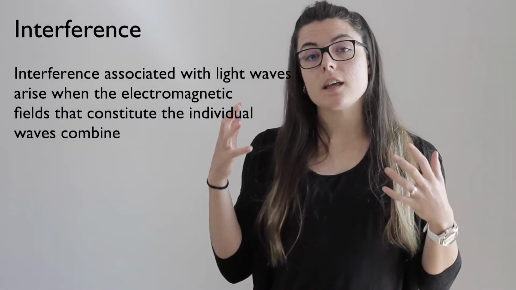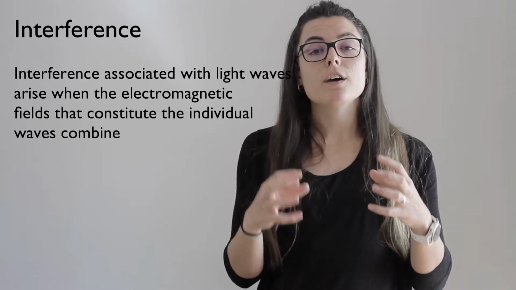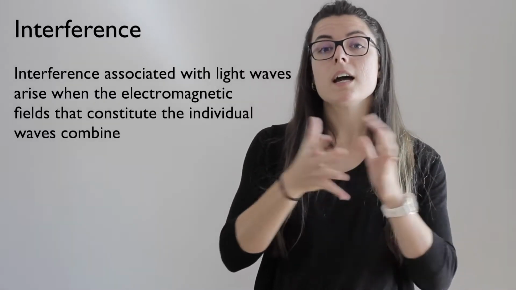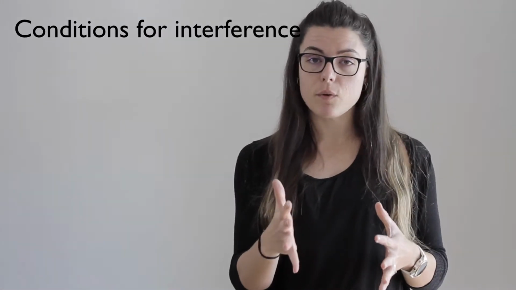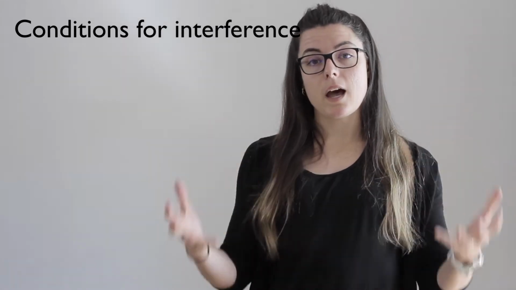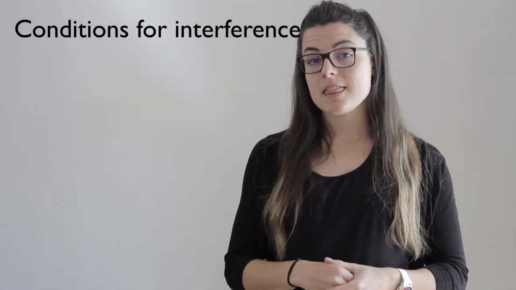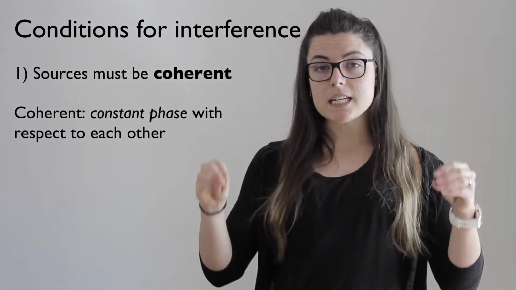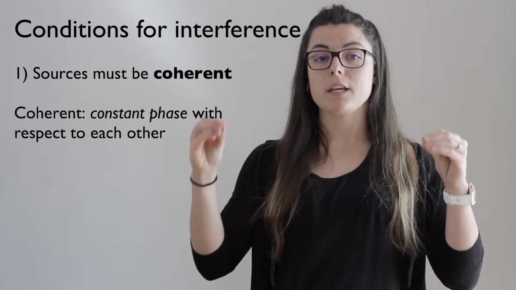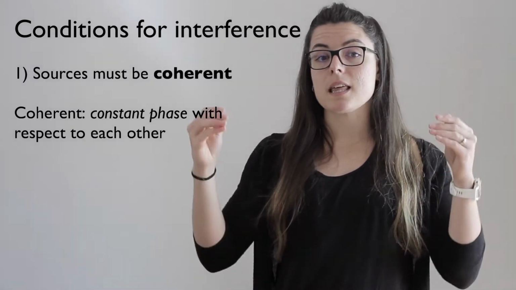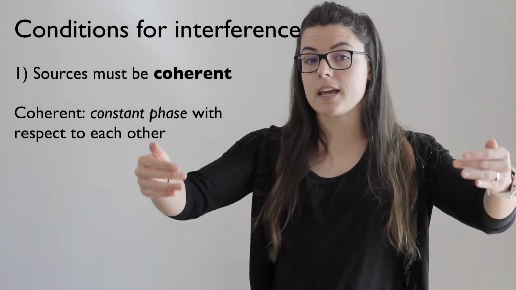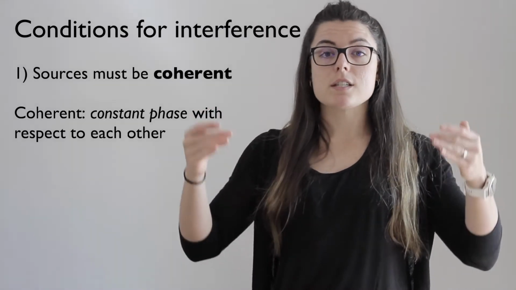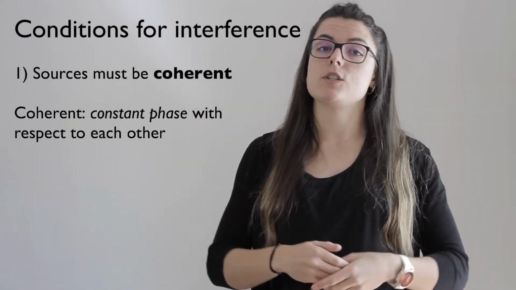All interference associated with light waves occurs when the electromagnetic radiation, or the electromagnetic parts of those waves, combine. So there's a couple of conditions for interference that must be met if we are to observe interference in light waves. The first is that the sources must be coherent. So we must have at least two sources and the light must be coherent. And when we say coherent, that means that they must maintain a constant phase with respect to each other. That doesn't mean they necessarily have to have the same phase. The phase difference between them cannot be changing.